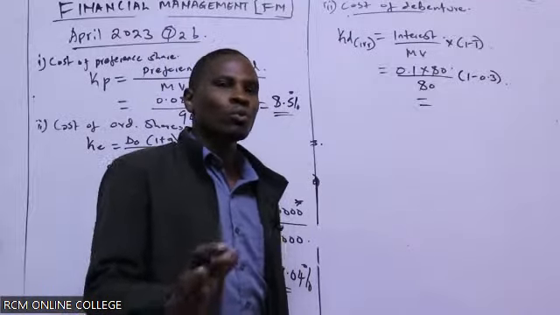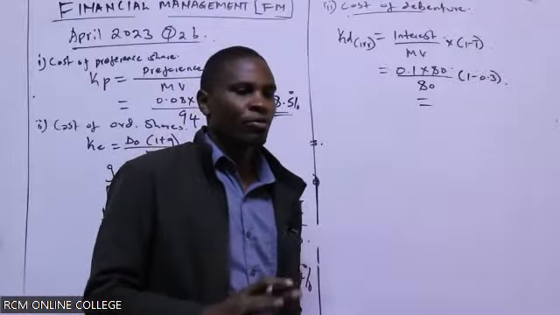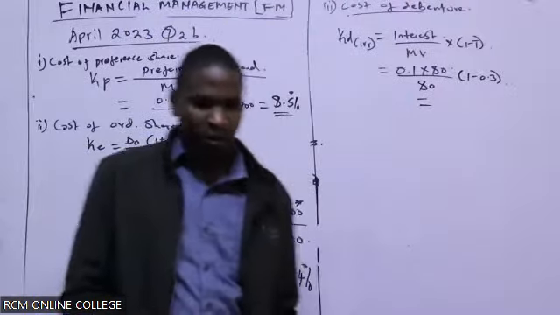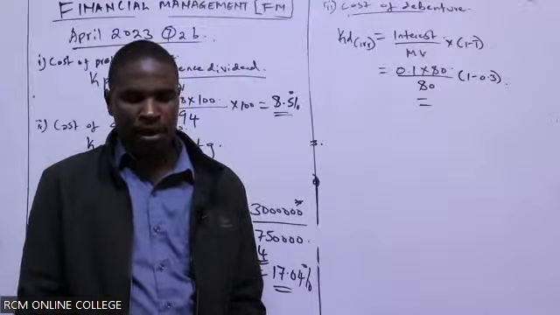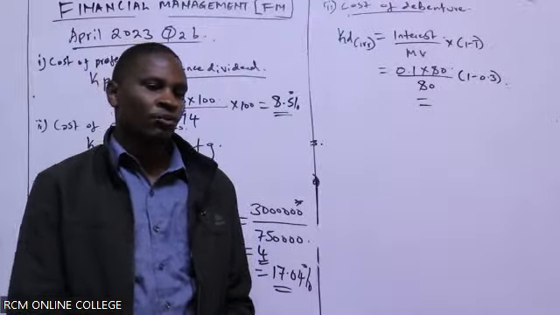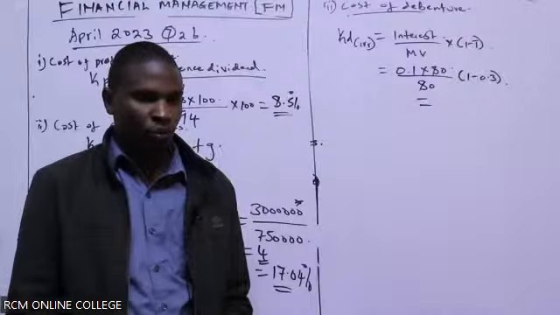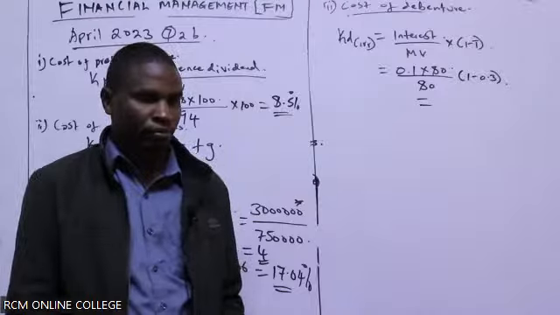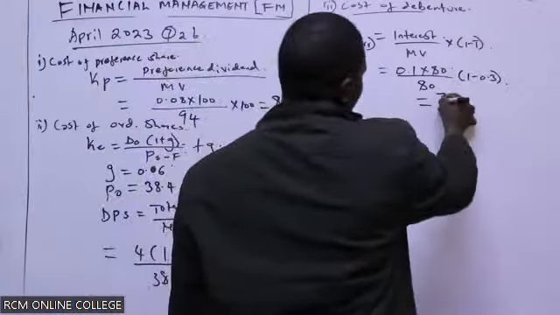Yani hizi vitu tu ni rahisi. Unless you want to complicate it. And you can give me my KD, as we finish up this. What will be the KD? KD itakuwa ngapi? 7%.